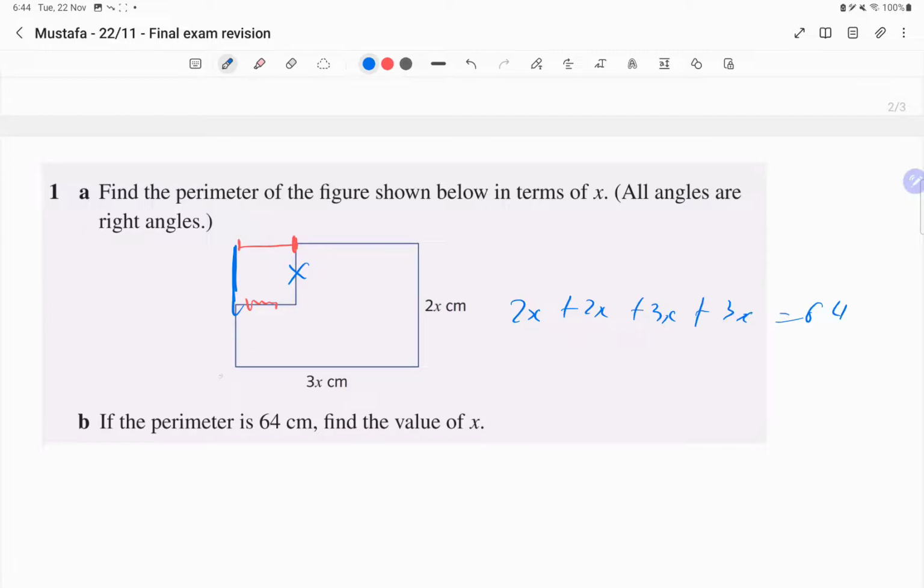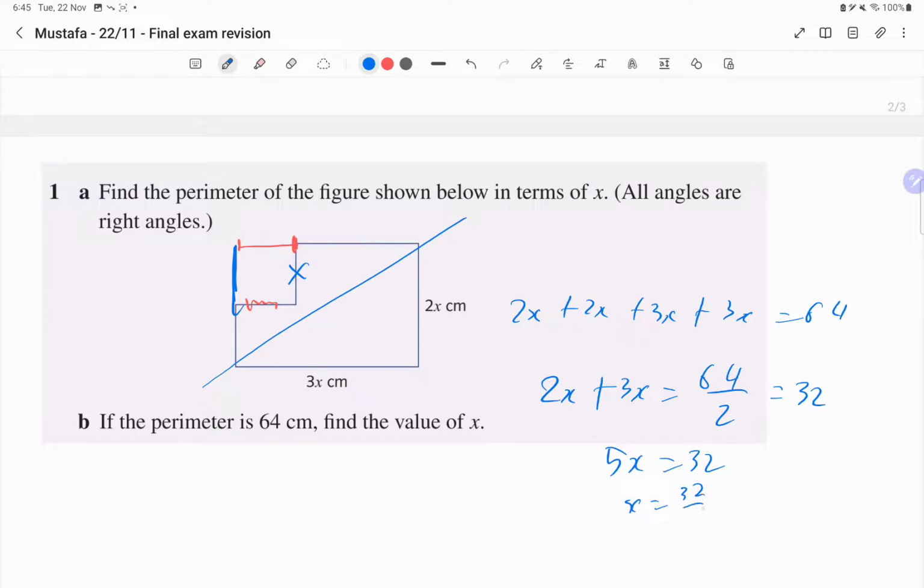Or recognizing that you can chop it in half, and you do half the perimeter, which is 2x plus 3x equals half of 64, which is 32. Right? And then you've got 5x equals 32, so x would be 32 over 5. It's the same as the one before, once you've got to this point.